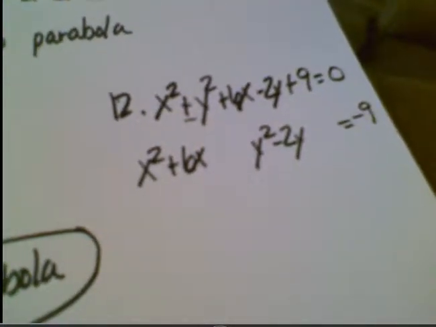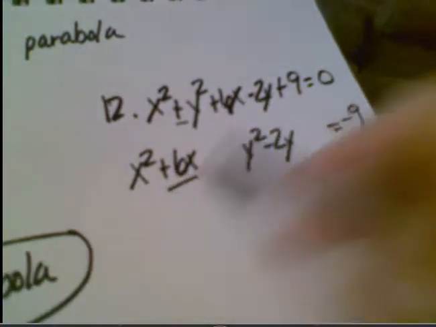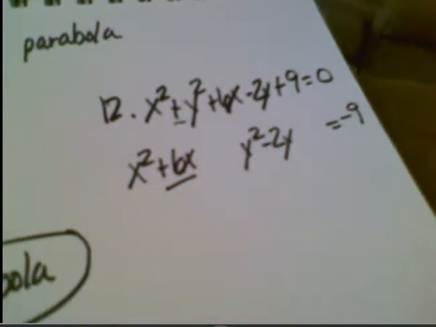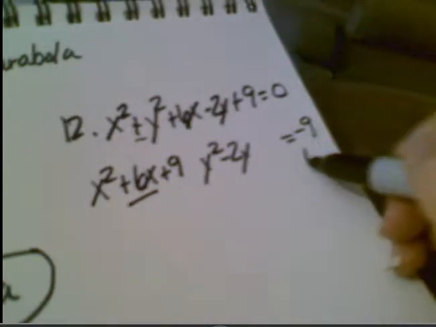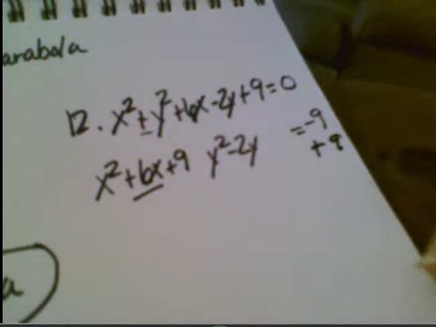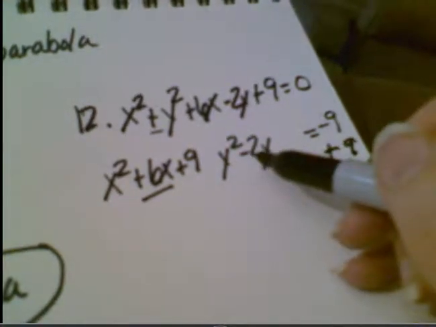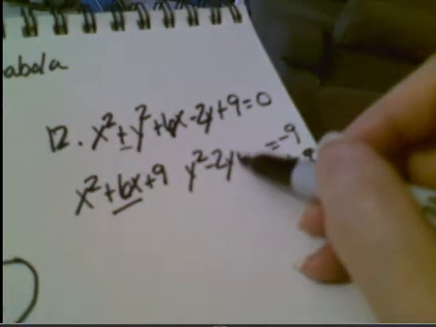Now I need to complete the square for both the x's and the y's. Half of 6 is 3. 3 squared is 9. I'm adding 9, and I have to do it to both sides. Half of 2 is 1. 1 squared is positive 1.